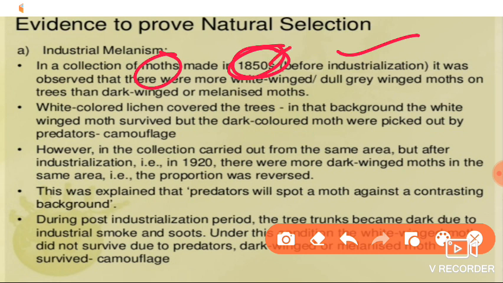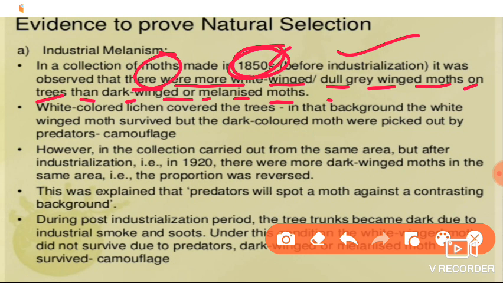What the scientists observed was more white-winged, dull-gray-winged moths on trees than dark-winged or melanized moths. For example, I will take one as white-winged moths, and another as black-winged, or dark-winged, moths.